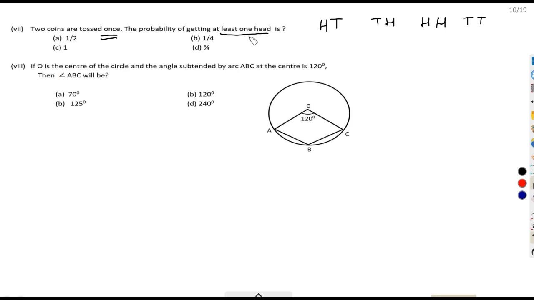Now favorable case is getting at least one head. Both heads is okay, but at least one head. It means this option is the right option. This is a favorable case and this is also a favorable case. Total number of cases are 4 and number of favorable cases are 3. The probability is 3 by 4.